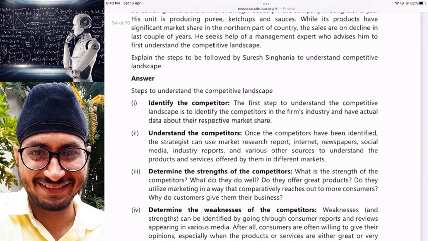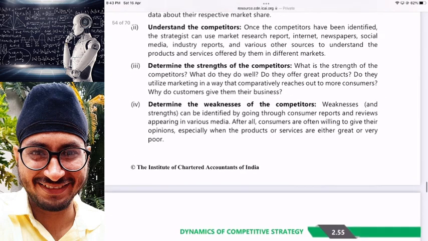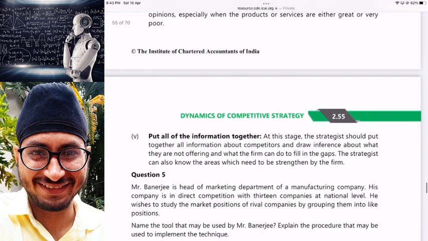Clear. Step number 1, what is this, sir? Identifying the competitor. Step number 2, understanding the competitor. Step number 3 and 4, determine the strength and weakness of the competitor. And the last step, put all the information together.